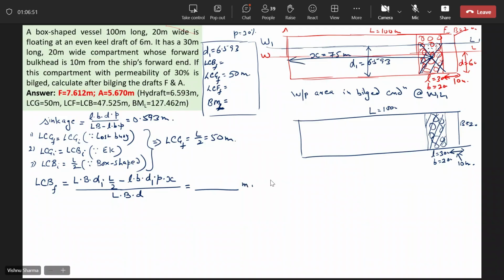In the next step, put the values, and in the third step, calculate on the calculator. 47.527 meters. Okay, subject to validation. Excuse me, sir, isn't it the volume of buoyancy in the bottom? Which one? Below LC for the LCB denominator.